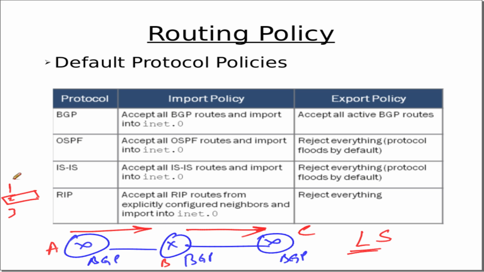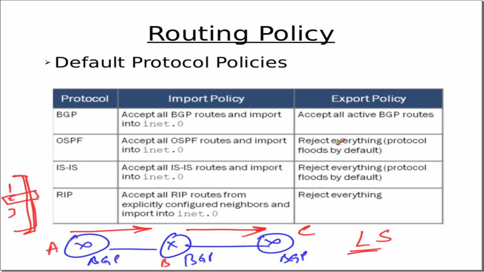But once these three networks' LSAs are received by router B, although that policy will be there to restrict network number 2 from being entered into the routing table, router B will still send all the LSA information regarding these three networks to router C. So if we have no filter on router C, router C will see all these three networks. So by default, OSPF accepts all routes and by default it exports everything.